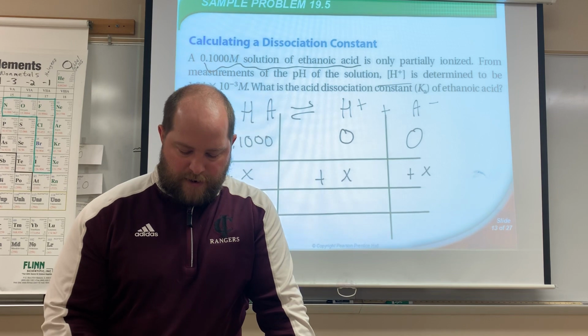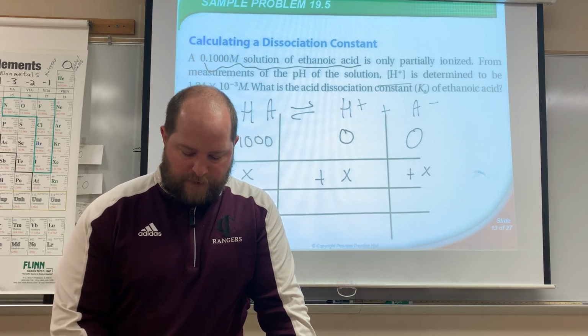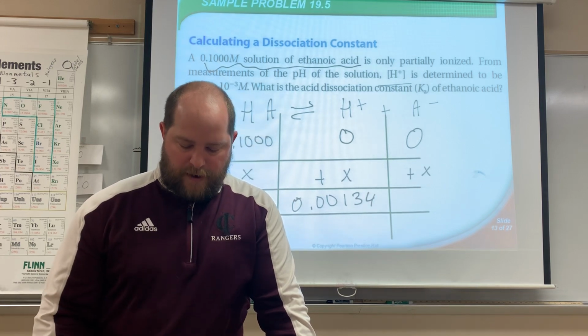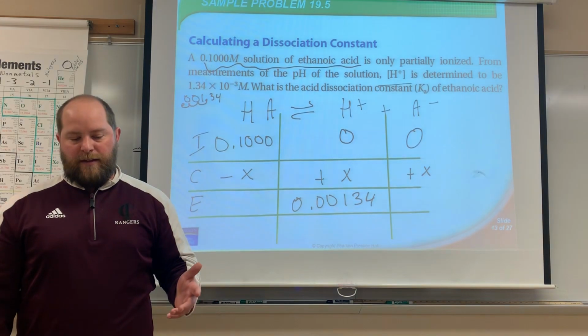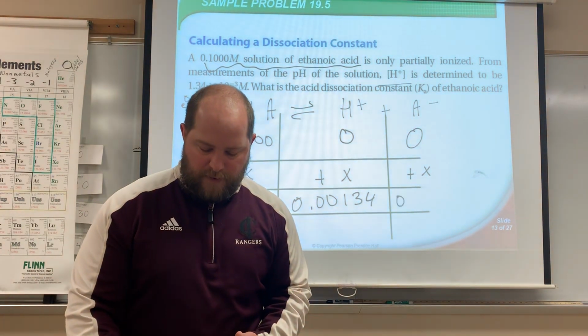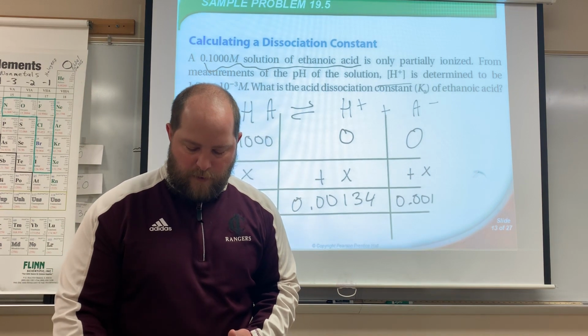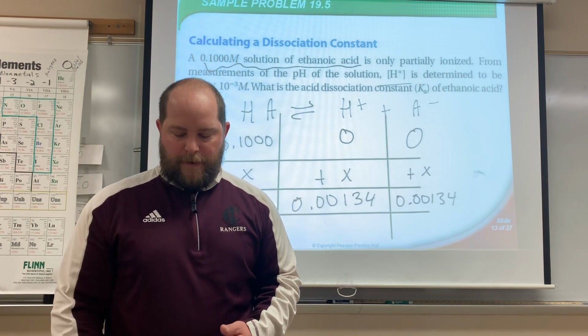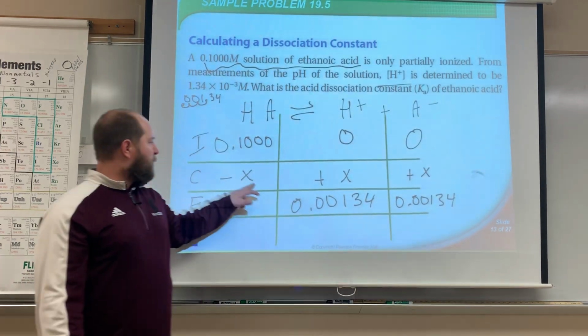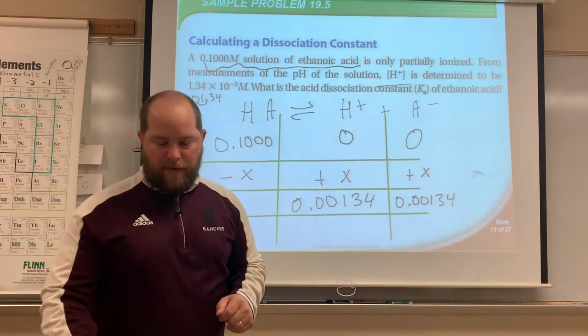So down here, the equilibrium is going to be 0.00134. Okay? So that's the H plus. So then the A minus is also going to be 0.00134. And that actually equals the value of x. So we can plug that into here and get our new value.